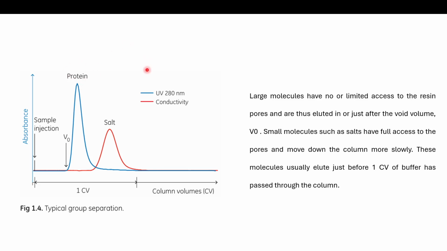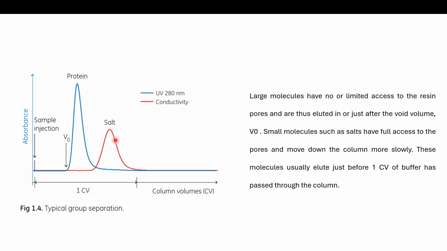You saw the electron micrograph of the pores, right? It is designed in a way that larger molecules won't be able to enter inside. So usually the larger samples of interest, or proteins, elute out in the void volume. And one column volume is basically the whole volume of the packed resin. The salts elute out almost near the point when one column volume of buffer has eluted out.